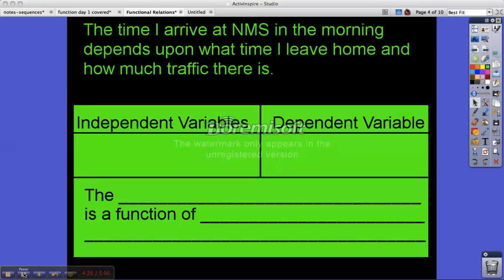So we're going to start thinking about independent and dependent variables, and I'm going to give you an example now. The time I arrive at NMS in the morning depends upon what time I leave home and how much traffic there is. So I want you to decide, what are your independent variables, what are your dependent variables, and then fill out this sentence. The blank is a function of blank. So right now go ahead and do that, and then on the next video we'll check it.